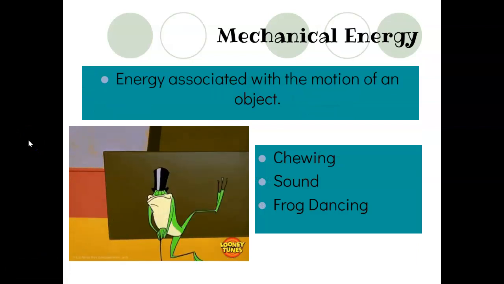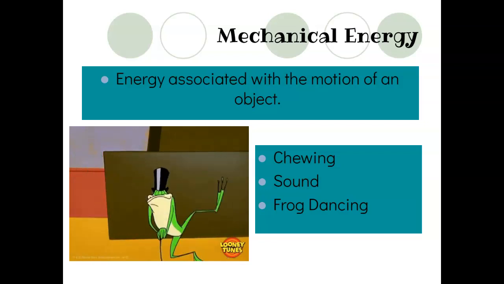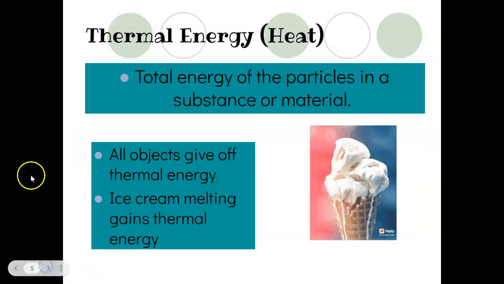All right, so mechanical energy is energy associated with the motion of an object. Examples of this would include chewing. If you think of chewing food or chewing gum, the movement of your jaw, that would be mechanical energy. Sound is a mechanical energy. And also we have a little clip from Looney Tunes here with this frog dancing. He is in motion and he has mechanical energy.